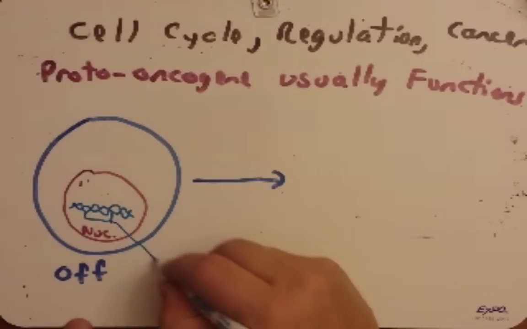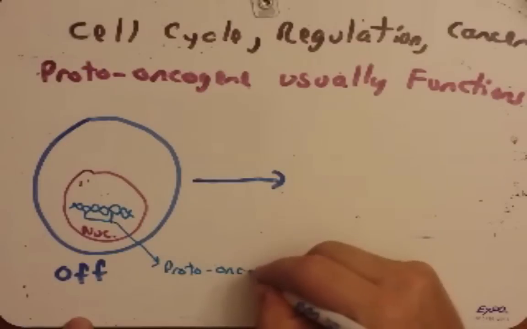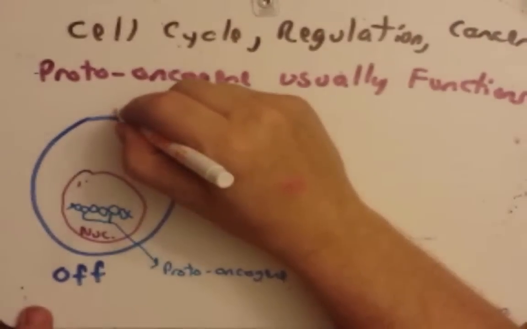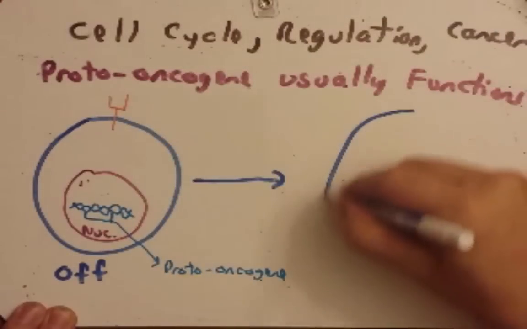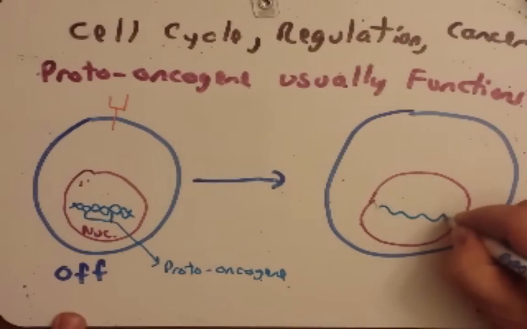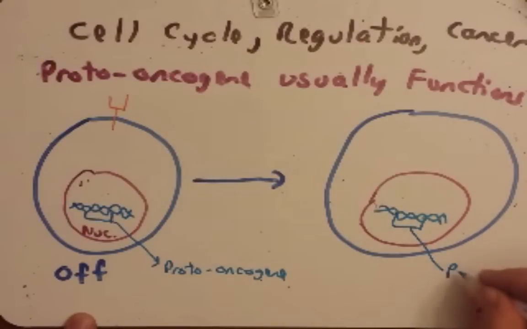Essentially, this is a proto-oncogene. Once it's expressed, the cell cycle will move forward. The way it's going to be expressed is by having it activated, and the way this particular one is going to be activated is through a receptor. So let's go ahead and draw our cell over here, again with our nucleus and our DNA, and with that same proto-oncogene here.